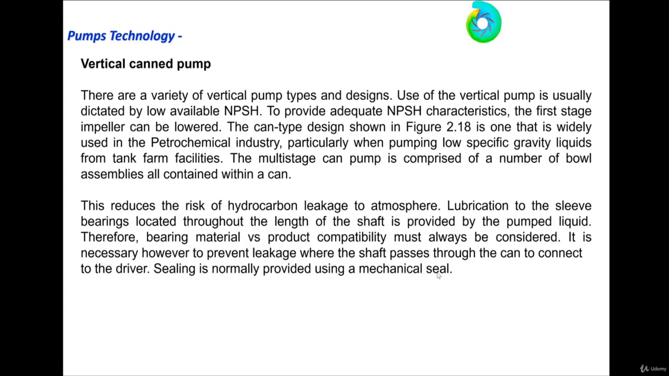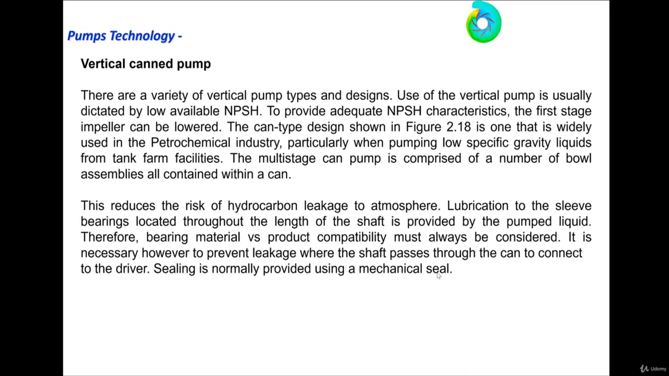This is a horizontal pump. What about the vertical pump? The first one is a vertical canned pump. There are a variety of vertical pump types and designs. Use of the vertical pump is usually dictated by low available NPSH. So the question here is, when do we use the vertical pump?